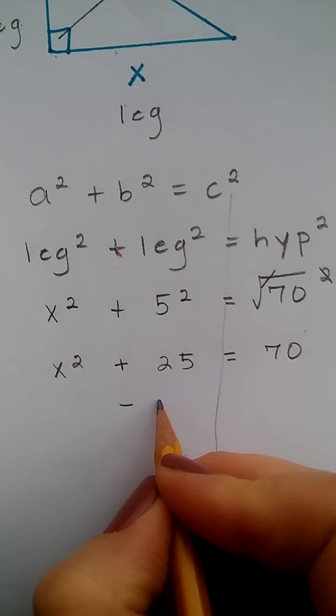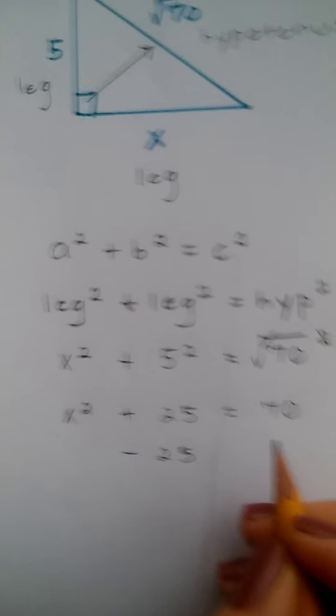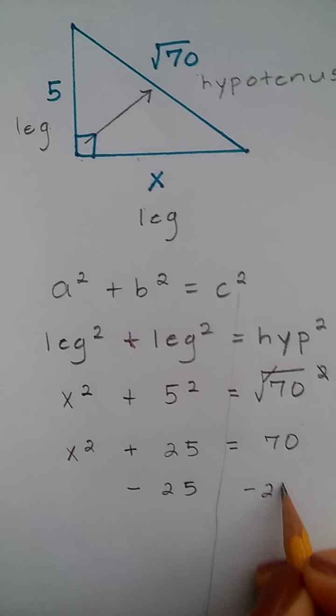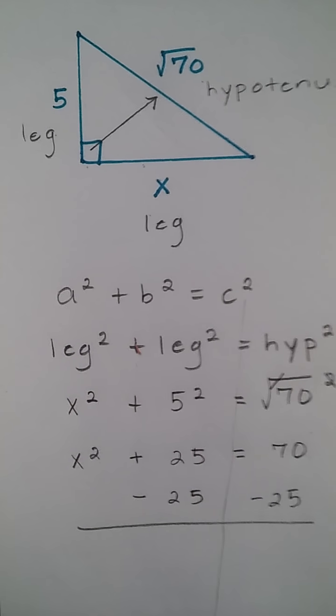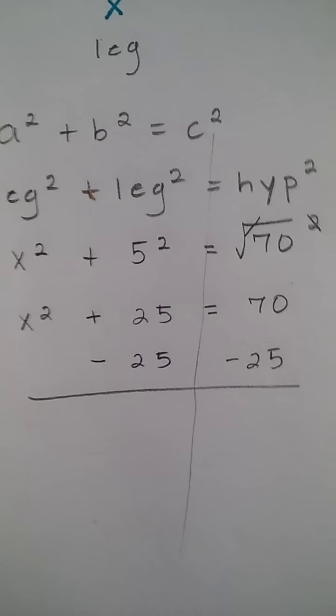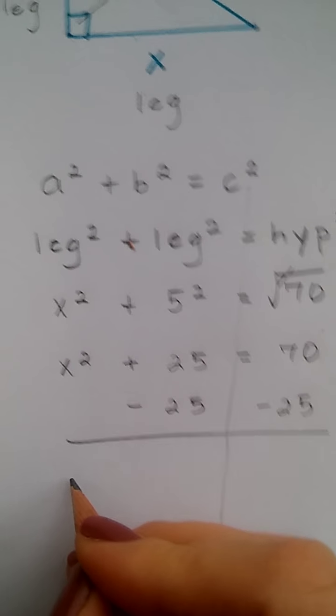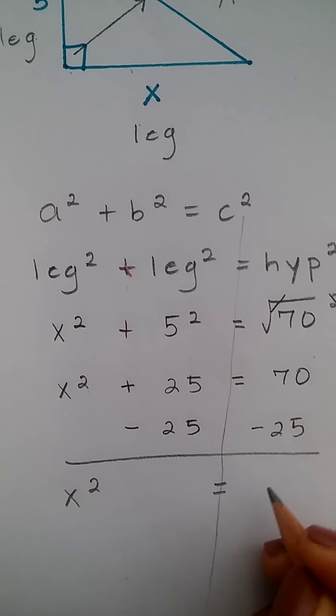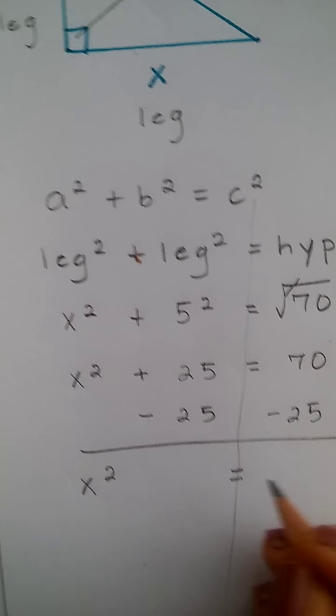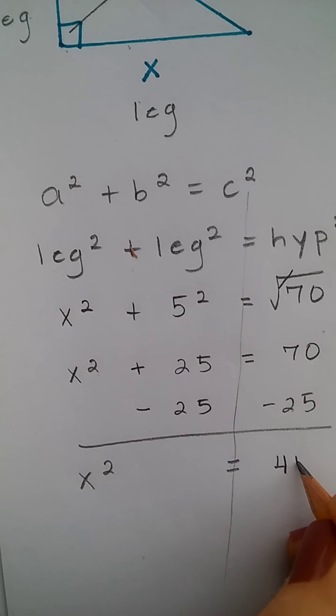We need to undo this 25, so we're going to subtract 25 from both sides. Wow, I tried to do this one without my glasses on, guys. Not the right way to go. Let me get those back on my face here. Here we have x squared, and here when I subtract, I get 45.